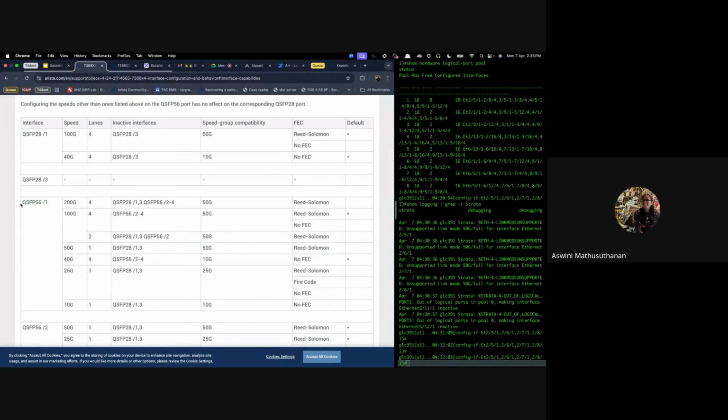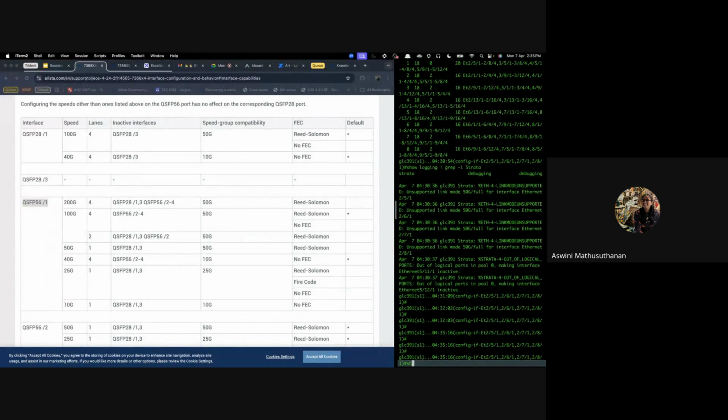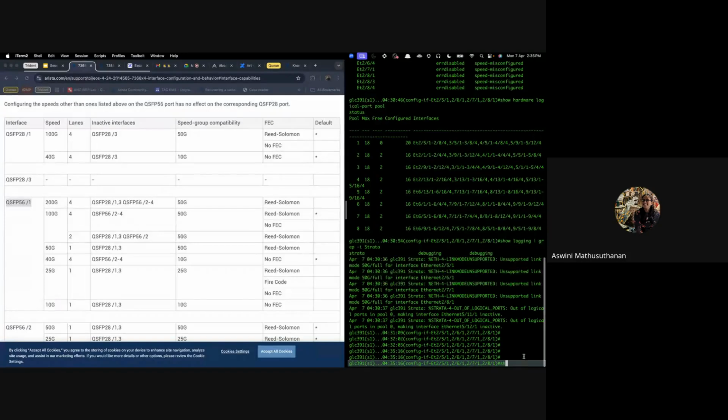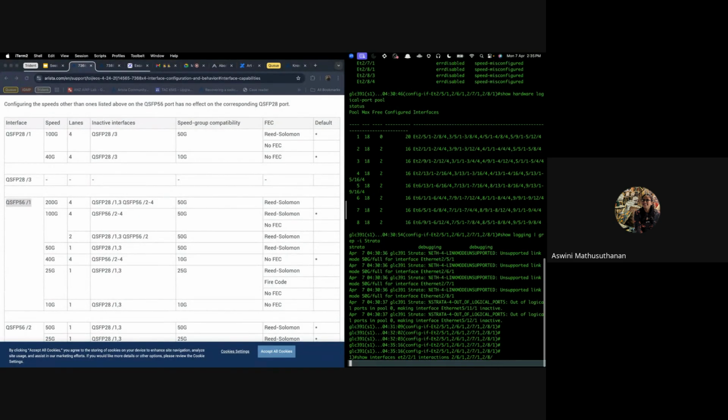So if QSFP 56/1, it means the even port /1, which in this case will be 2/2/1. We can also see show interfaces interactions, ET 2/2/1 interactions.